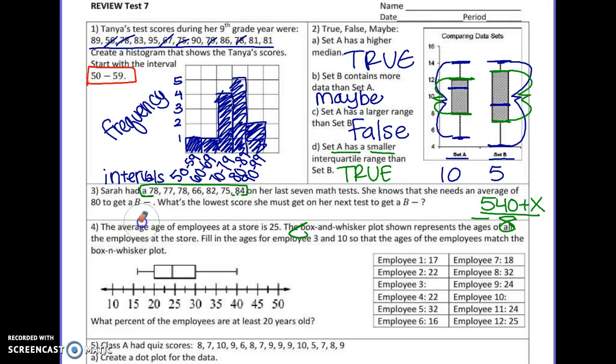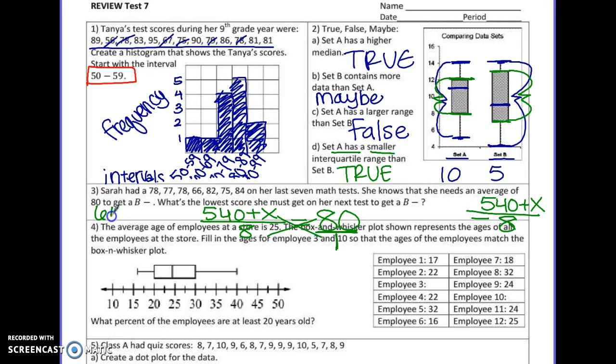So I'm going to get some room here to write that out. So we got 540 plus x over 8, and we want that to equal 80%. She wants 80% as the average. So we want it to equal 80. So if I'm going to solve this, you can put a 1 under the 80 and you could cross multiply here. Or really it's just times the 8 and the 80 together.